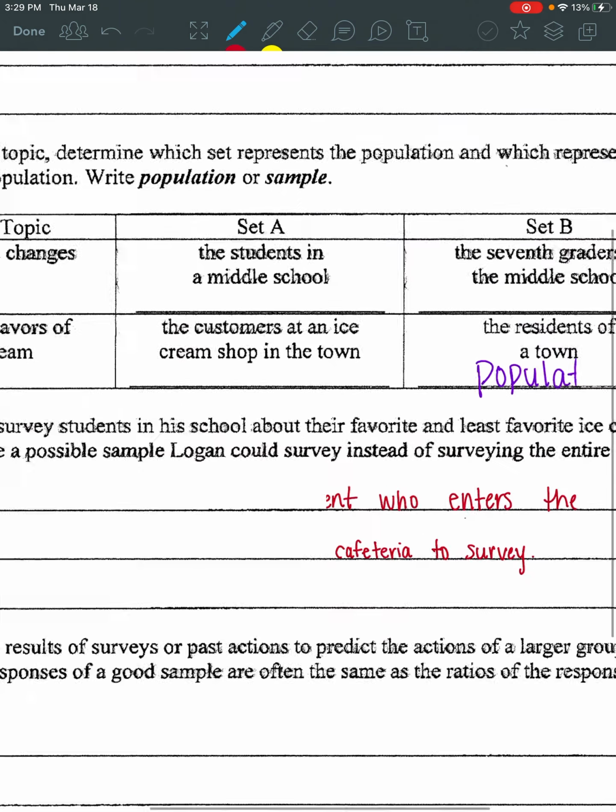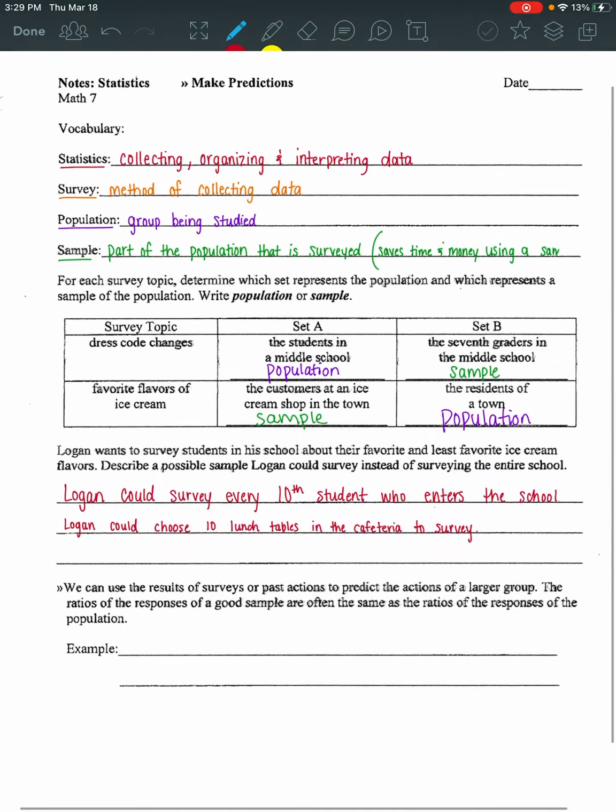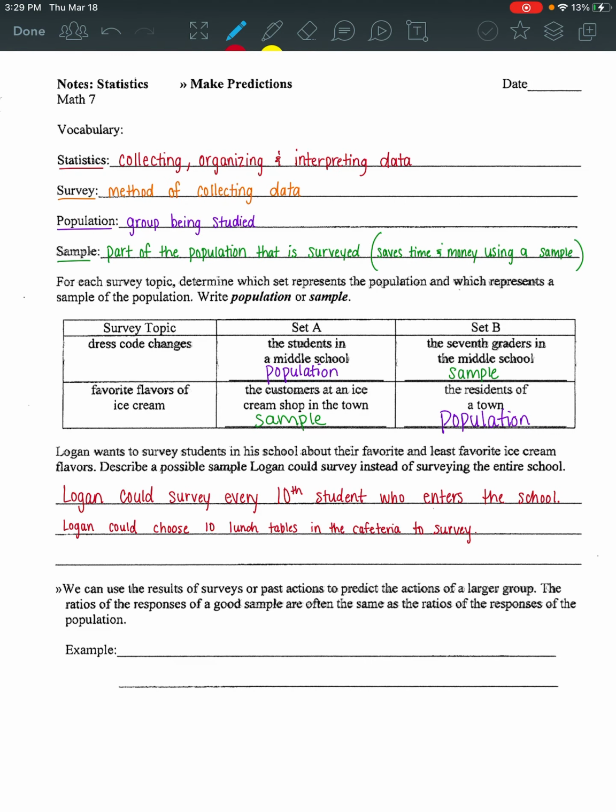And there we go. So there's two different ways. Let's look at this next one then. We can then use the results of surveys or past actions to predict the actions of a larger group. So we use that sample to then analyze and interpret and basically make an assumption that the whole group would follow that trend. So the ratios of the responses of a good sample are often the same as the ratios of the responses of the population.